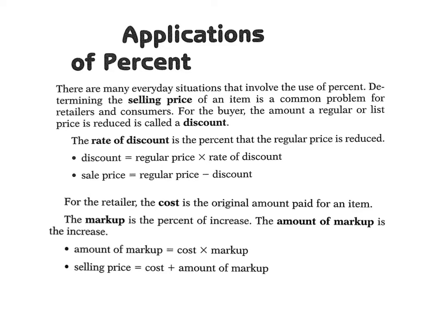For the retailer, the cost is the original amount of an item. The markup is the percent of increase. The amount of markup is the increase. So your amount of markup is equal to your cost times your markup, and then your selling price is equal to your cost plus the amount of markup.